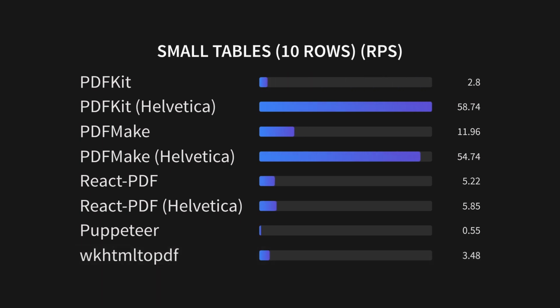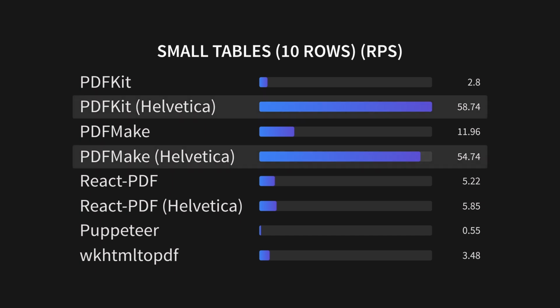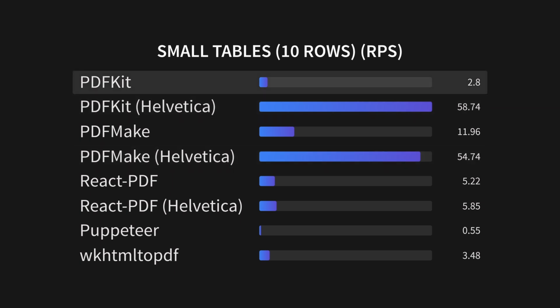Finally, let's take a look at the results of table rendering. This is much more interesting. Using standard fonts still works great with PDFKit and PDFMake. But PDFKit experiences a significant degradation with custom fonts. I think the reason is a recently introduced, not well optimized table implementation. Maybe it will be improved soon.